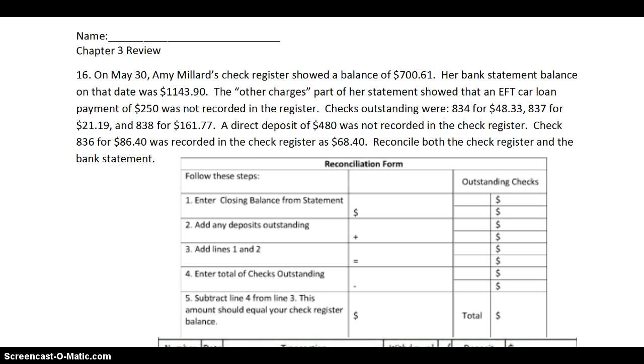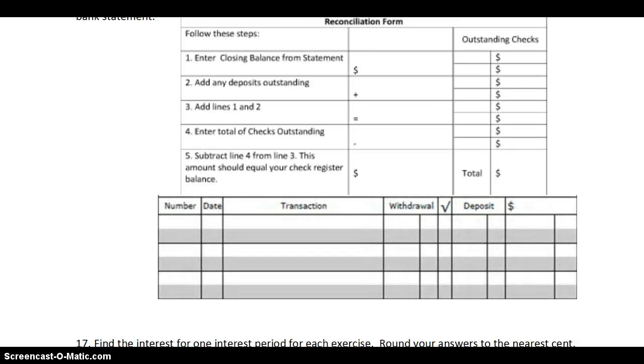So use this wisely. On May 30th, her check register showed a balance of $761. So we're going to go down to the check register and put in $761. Her bank statement balance on the date was $1143.90. Okay, this one's a little weird because it has an other charges part. The other charges part of her bank statement showed an EFT, electronic funds transfer, car loan payment of $250 that was not recorded in the register. So we're going to put that.